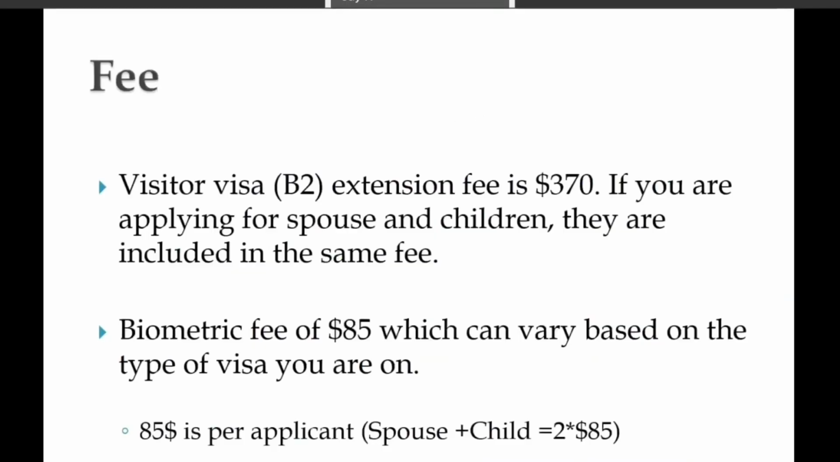Coming to the fee, there is a fee of $370 per application. So as I mentioned here, if you're applying for spouse and children, they are included in the same fee. But there will be a separate biometric fee for each person. You have to pay a biometric fee of $85 per applicant. That means if you have a spouse and child, then you have to pay 85 into 2.